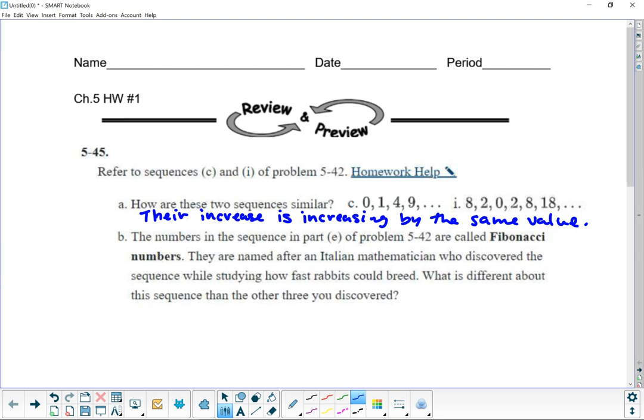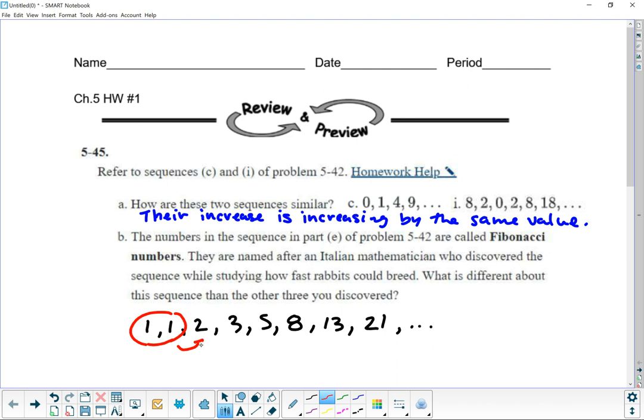The numbers in the sequence in part E are called the Fibonacci numbers. That's what we talked about. They're numbers named after an Italian mathematician who discovered the sequence while studying how fast rabbits could breed. What's the difference between this sequence and the other three you discovered? So the Fibonacci sequence starts with 1, 1, 2, 3, 5, 8, 13, right? 21, and so on.